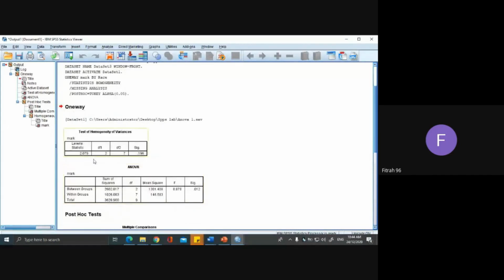There are 4 tables here. The first one is test of homogeneity of variance. Inilah Levene yang I cakap tadi. The Levene test. This is the second, Anova table. Okay, the Anova, kita tahu dia significant different ke tak. Ini kita nak tahu homogeneous ke tidak. Okay, you have to remember. This is what I always say to my students.